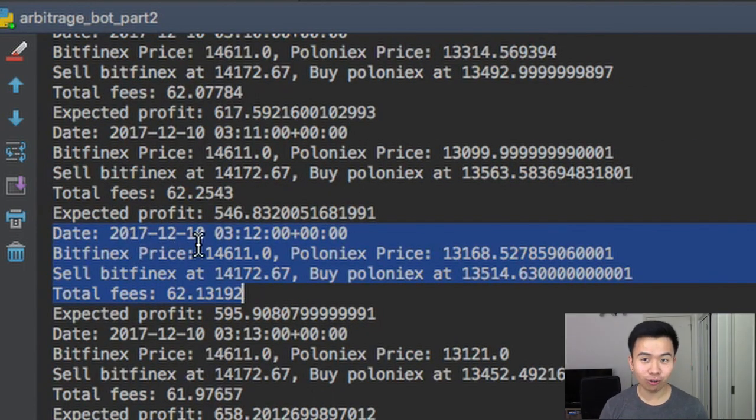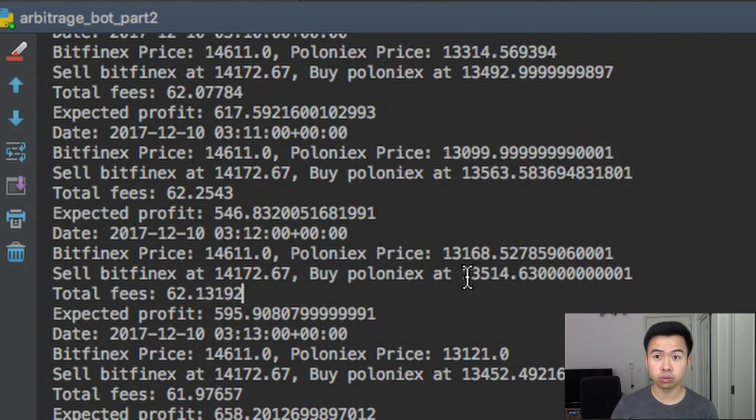All right, so let's look at one of these trades here. We have a trade that executed on December 10th, 2017 at 3 a.m. We have Bitfinex trading at 14,611 and Poloniex trading at 13,168. We're going to sell on Bitfinex at a little bit of a lower price than it's trading at. That's our adjusted price to account for slippage. You can see we're going to try to sell it at 14,172.